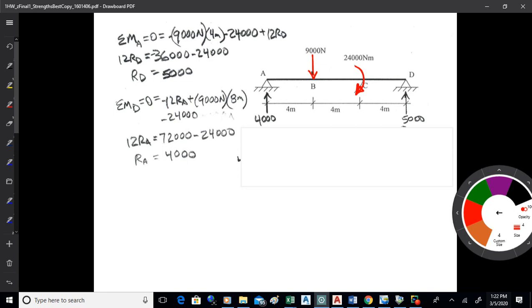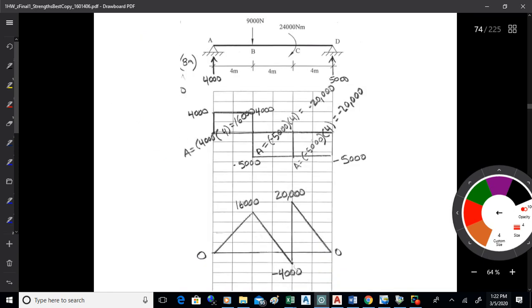All right, so now you can go ahead and build the shear diagram after you got the reactions. So what you're going to do then is you're going to come up from 0 to 4,000.